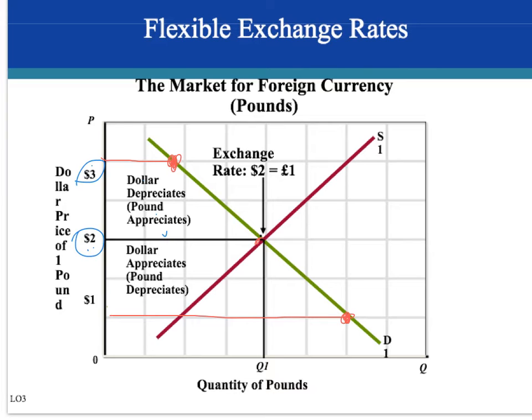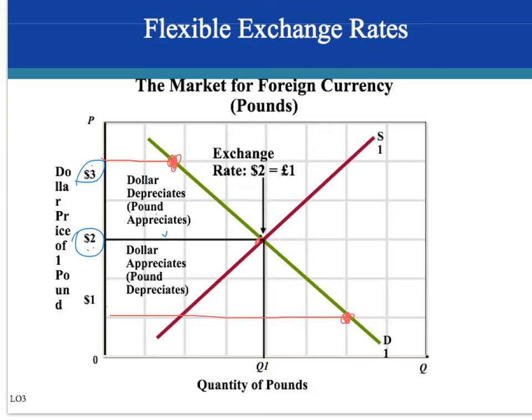So the more of one currency it takes to buy another currency, then the original currency will depreciate. So if it takes more of currency A to buy currency B, then currency A has depreciated against currency B. But if it takes less of one currency than before to buy the second currency, then we'll say currency A has appreciated against currency B.